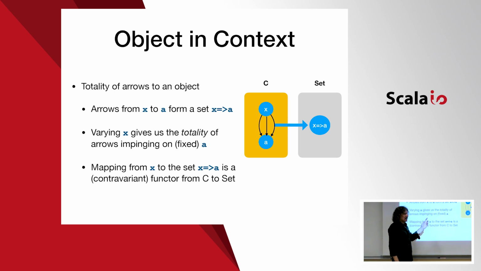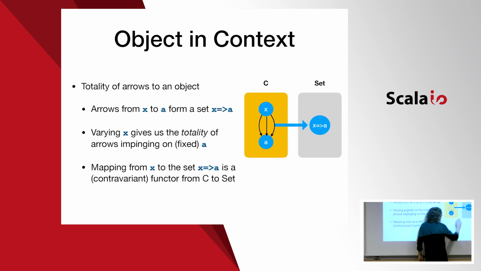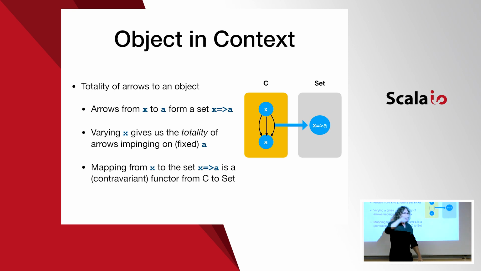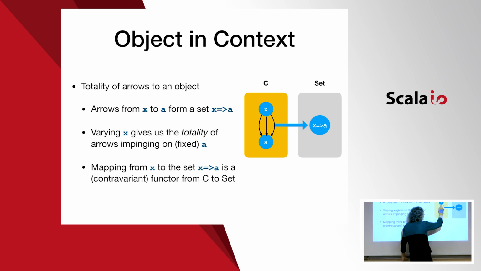But this is just one X. If I want to talk about the totality of arrows that go to A, I have to vary X. I have to go to every possible X in my category. So if I start varying X, then I get different sets. This is for X; I pick Y, there will be arrows from Y to A, and so on. So I end up with a mapping of X, when I vary X, to sets. Sets are objects in the category of sets. So I have a mapping that goes from X to sets for a fixed A.